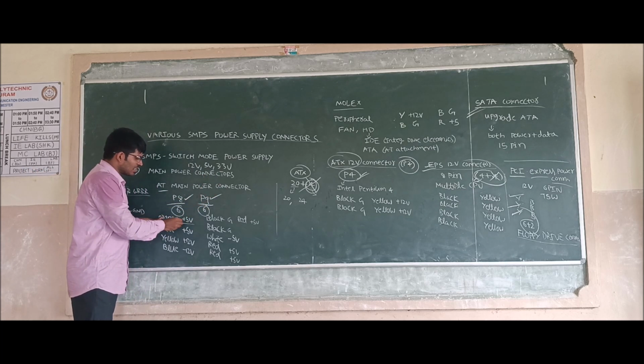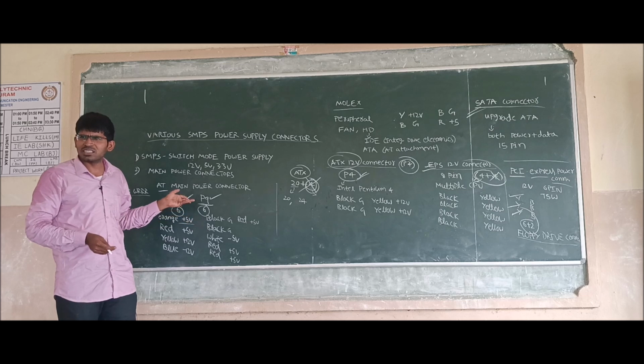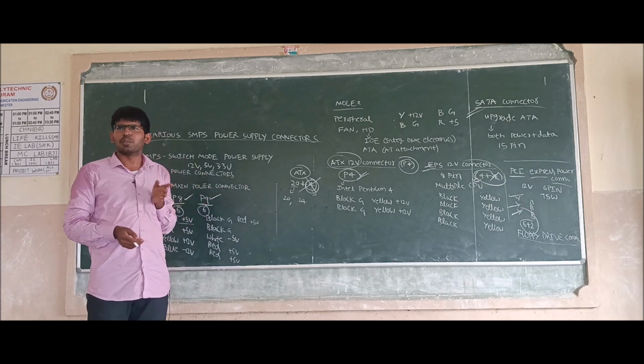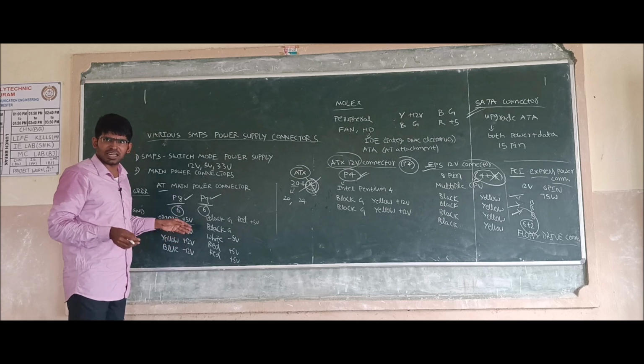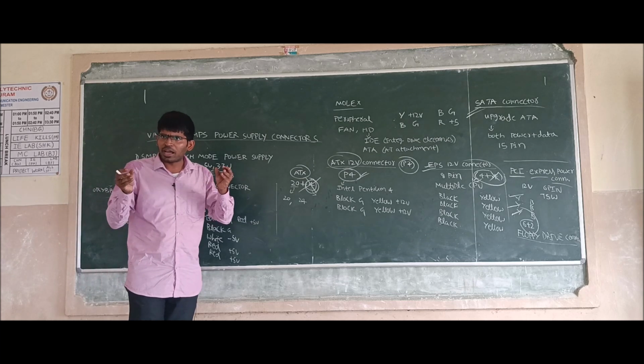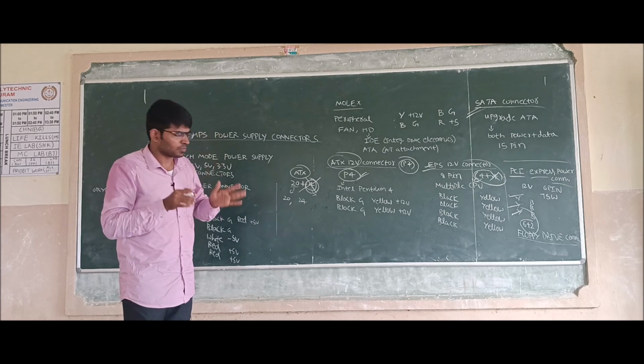Sir, you said orange 3.3, but why here +5? This is the initial days AT board we mentioned. Okay, right. Now with the configuration also we mentioned. Generally when we take the ground, all the black wires should be bunched and kept together.